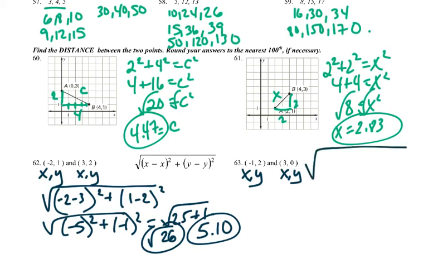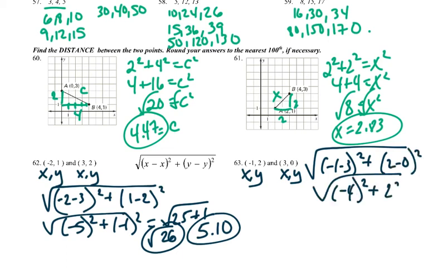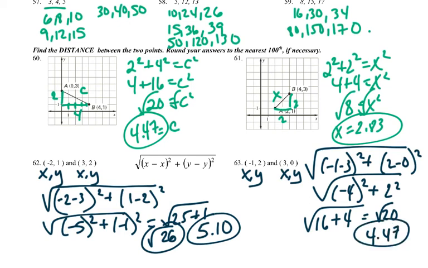Last one, big square root, x minus x squared plus y minus y squared. So negative 4 squared plus 2 squared, so that's again 16 and 4, square root of 20, 4.47. All right, that's it.